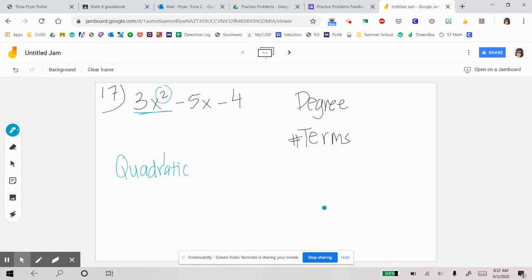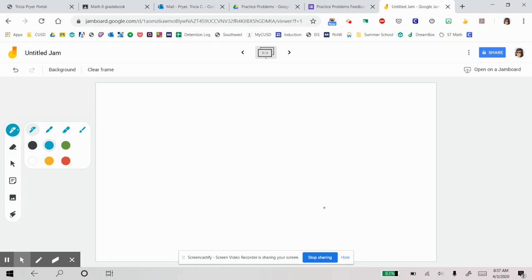and so on. The number of terms, if it's a one term, then it's monomial. Two terms is a binomial. Three terms, which is what we have, 1, 2, 3, it's a trinomial, and then after that you can just say a polynomial. So this is a quadratic trinomial since it has the highest degree of 2 and it has 3 terms. And remember, the terms are separated by addition and subtraction. Okay. The next one is number 18.